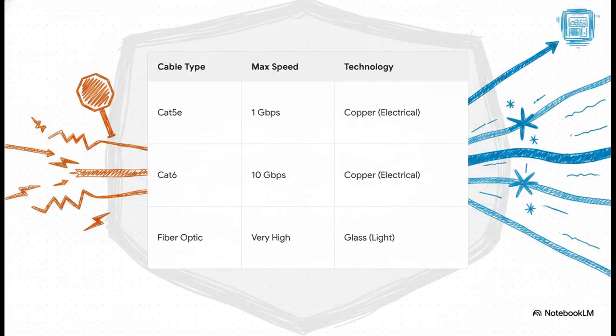Take a look at the speed differences here. Standard Cat5e copper tops out around 1 gigabit per second, while Cat6 can push up to 10 gigabits. But then there's fiber optic. Fiber is the undisputed king of the physical layer.